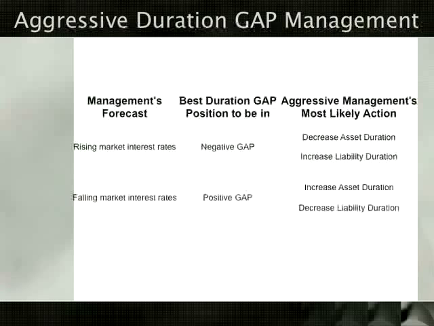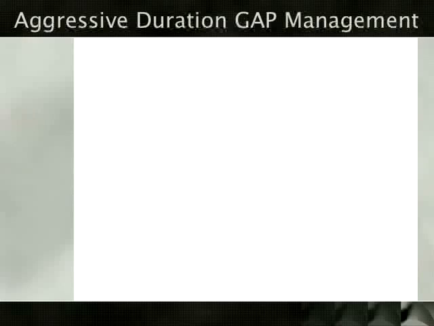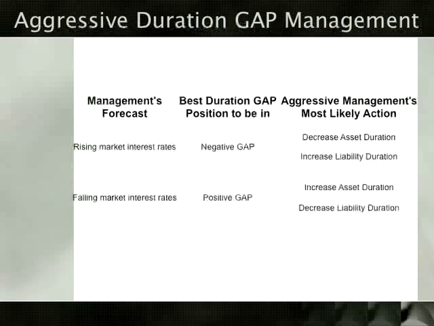Banks managers can use duration gap management to take advantage of any changes in the market. In rising market interest rate, they decrease asset duration and increase liability duration to have negative gap. In falling market interest rate, they increase asset duration and decrease liability duration to have positive gap. This way, they can increase the value of their portfolio with any change in the market.